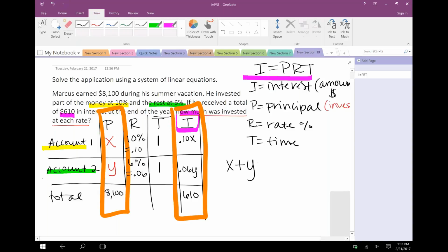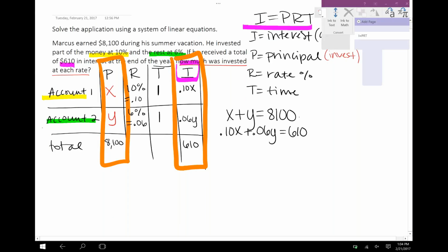X plus Y equals 8100. And then we have 0.10x plus 0.06y equals 610. So now we're going to solve this by using whatever method we want. I'm going to probably use substitution. Okay, so I'm going to solve for x. X equals 8100 minus y. So I'm going to take this 8100 minus y and plug in for x into the other equation.